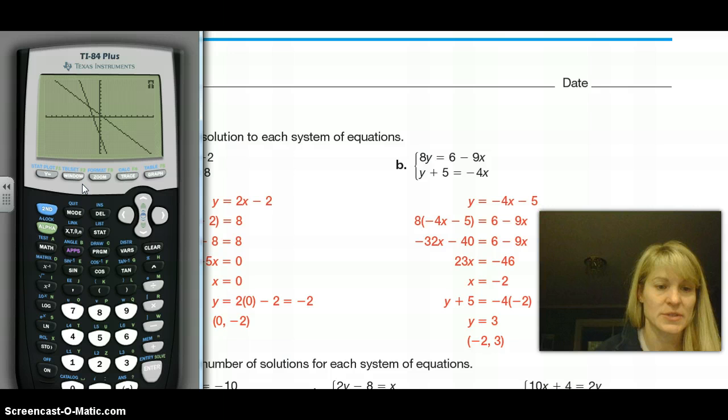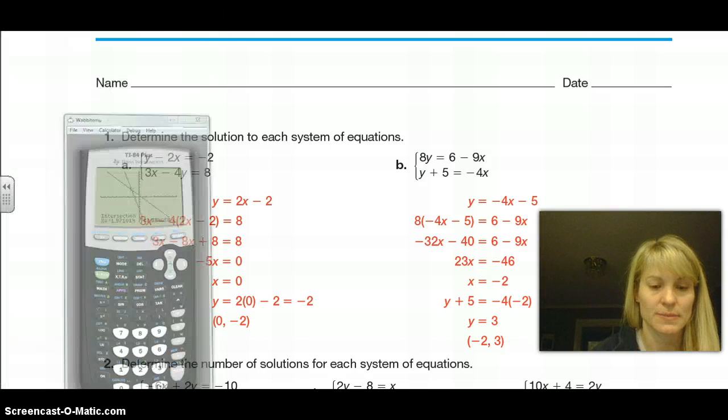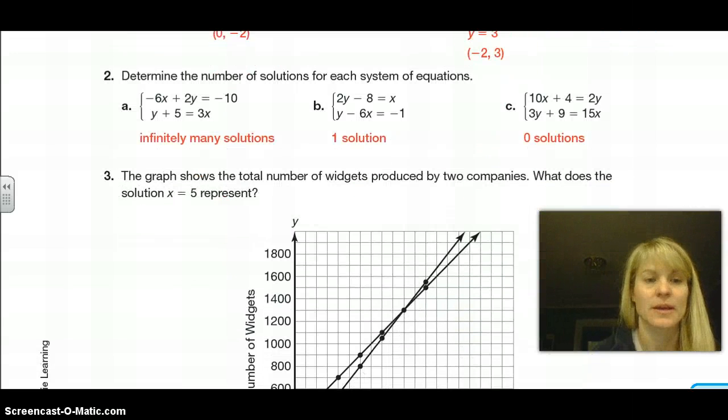And so I go second trace or calc. I don't know if I did that right. Oops. Second trace, we go to 5 for intersection. I want to move my cursor to where I think the intersection is. And then I want it to guess. And so it guesses negative 9.7, which we round to negative 2, which is my answer here. And then 2.88, which rounds to 3 for my y. So that's fine.